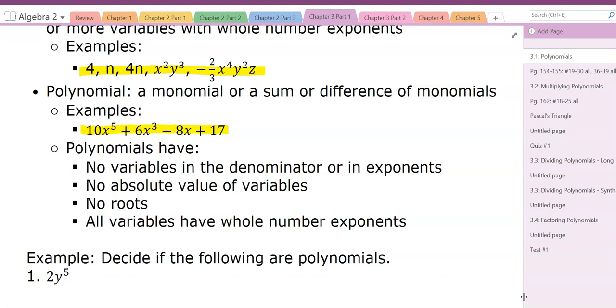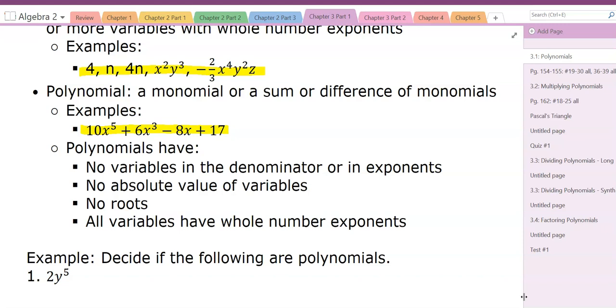Polynomials have no variables in the denominator or in exponents. So remember, the denominator is the bottom part of your fraction. If you see something like 1 over x or 2 over y, that's not a polynomial. If you see a letter in the exponent, like 2 raised to the x power, that's not a polynomial. That's something completely different. You also are going to have no absolute value of variables, so there should be no absolute value bars. There should be no roots, that means no square root signs. And all the variables should have whole number exponents.